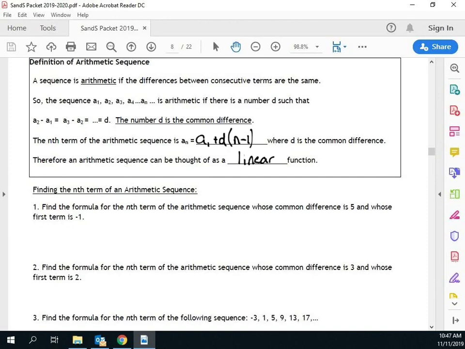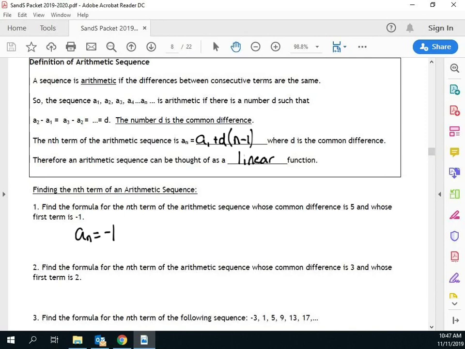So it says, find the formula for the nth term of the arithmetic sequence whose common difference is 5 and whose first term is negative 1. So we'll take that and we need to find the nth term. A sub n is equal to, and we plug in everything we know. The first term is negative 1. A sub 1, remember, 1 represents the term number. So A sub 1 equals negative 1.